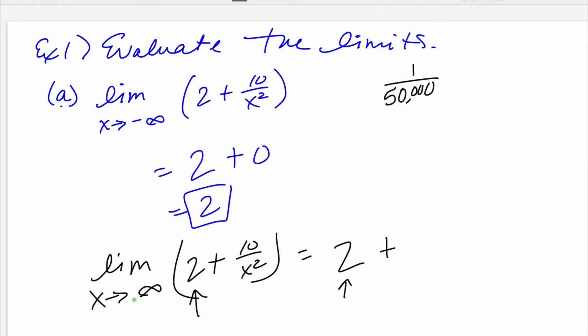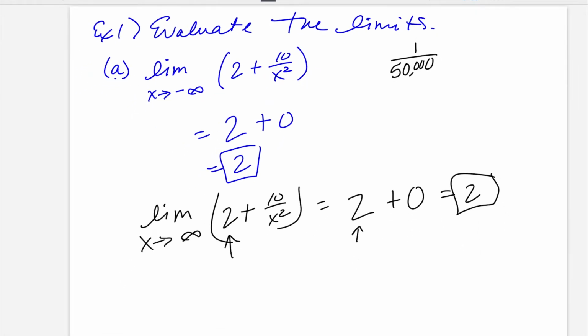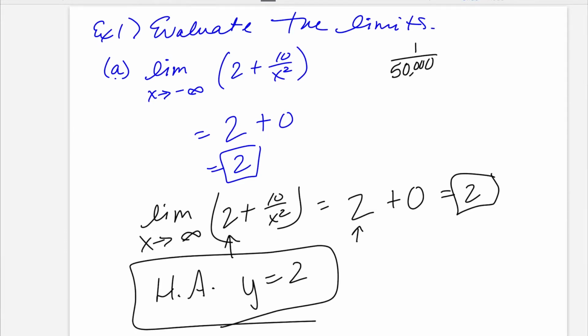And whether I'm approaching positive or negative infinity, this is still going to be massively huge and take me to 0. So we can look at this and say our only horizontal asymptote here, whether I'm going to positive or negative infinity, I'm going to the same place. So my horizontal asymptote here is 2. This problem's not specifically asking for that, but I just wanted to make the connection for you.